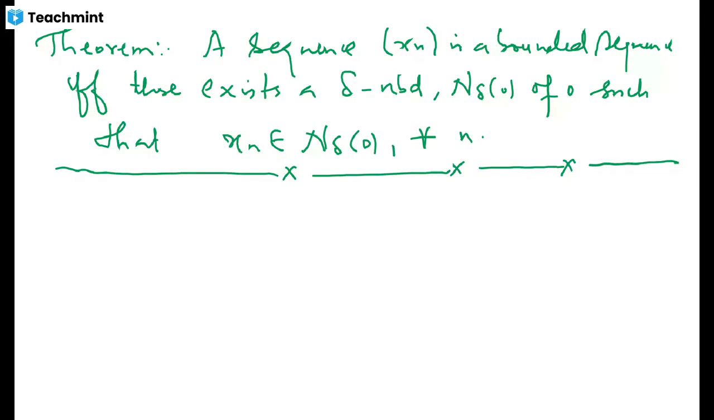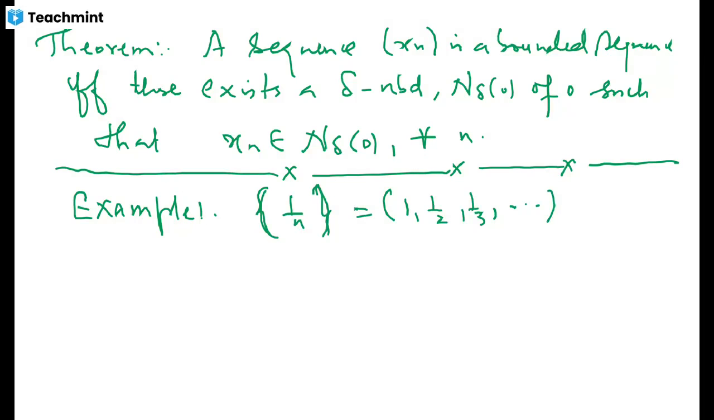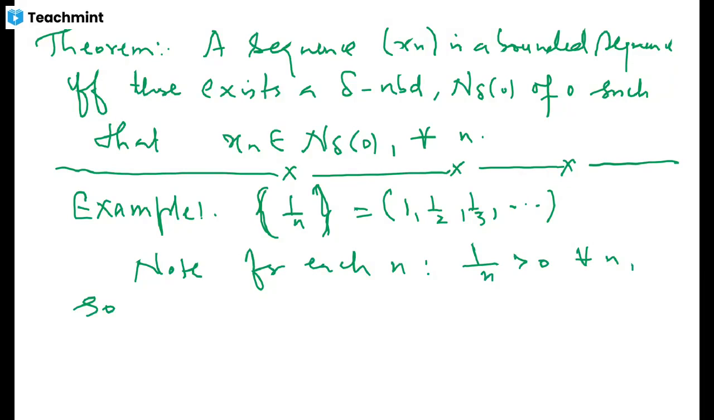Now let us finish this with an example of a bounded sequence, one that we have been considering frequently. Look at this sequence 1 by n: 1, 1 by 2, 1 by 3, and so on. Note that for each n, the nth term is always greater than 0. So each term of the sequence is greater than 0, which implies that 0 is a lower bound for this sequence 1 by n. So it is bounded from below.